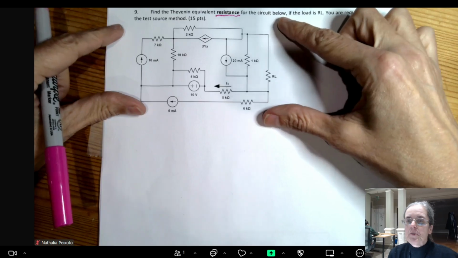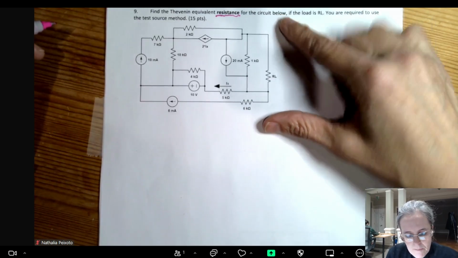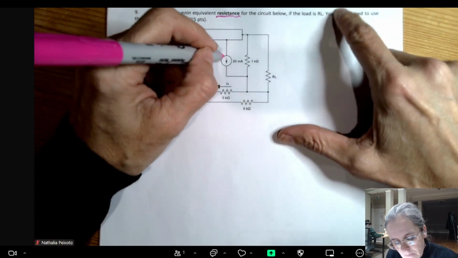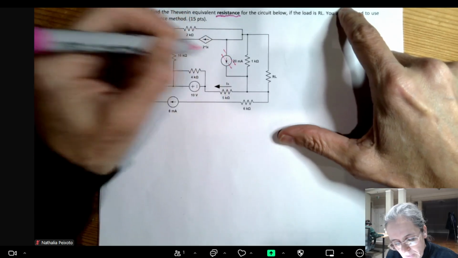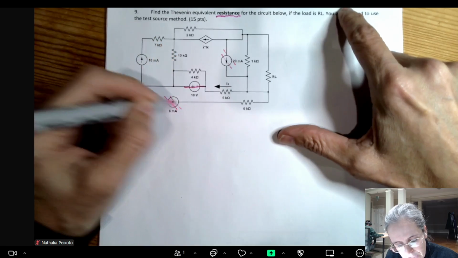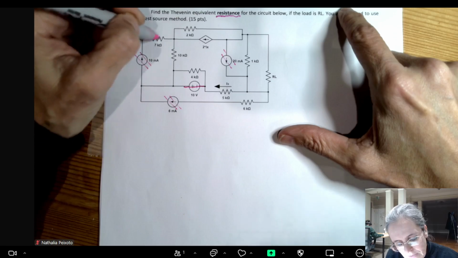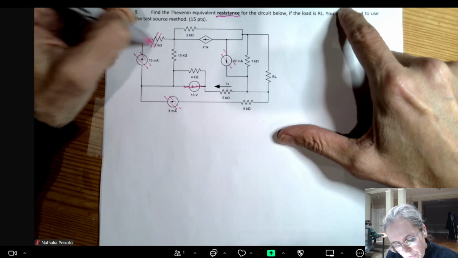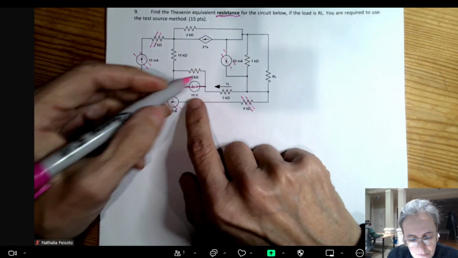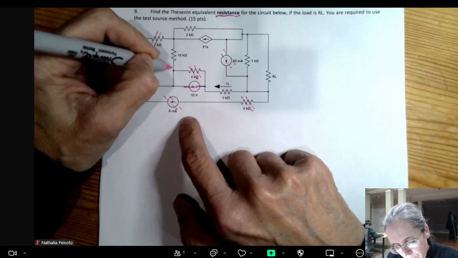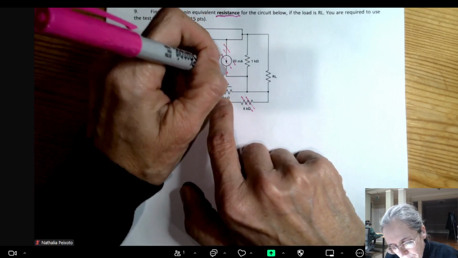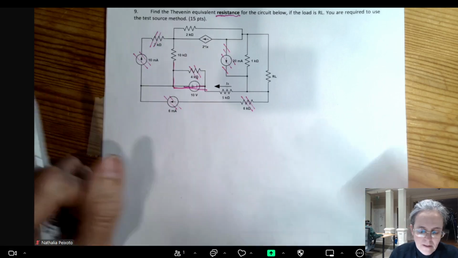This looks like a very complicated circuit, but for the test source, the first thing we do is turn off the independent supplies: current supplies open, and voltage supplies get shorted out. Because this is open, there will be no current through the 7 kilo ohms. Because this is open, no current through the 6 kilo ohms. And because this is shorted, the 4 kilo ohms is not part of the circuit anymore, so this will be shorted this way. And this is open, so the 1 kilo ohm is still there. This is the first step.